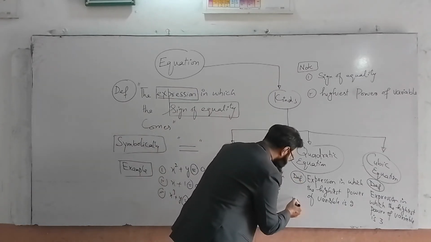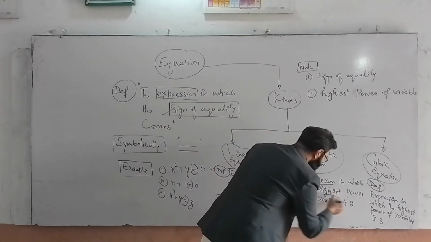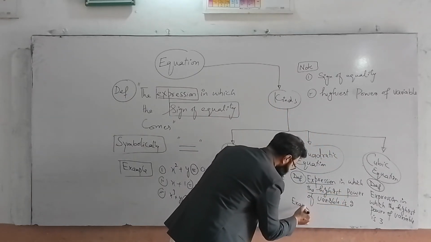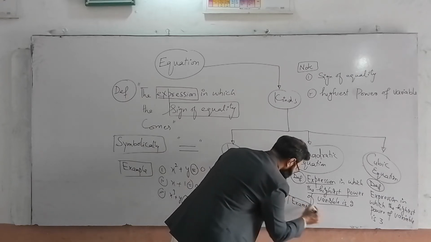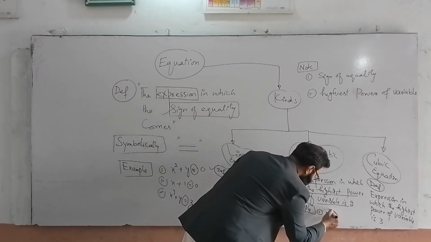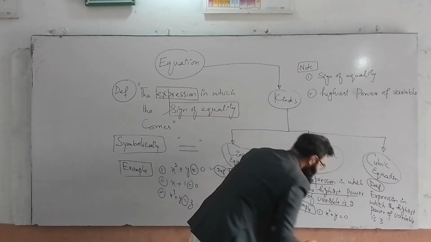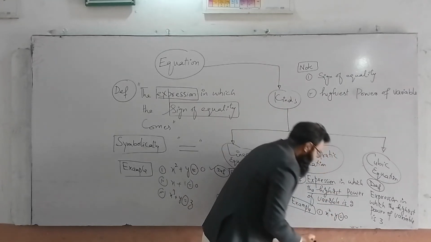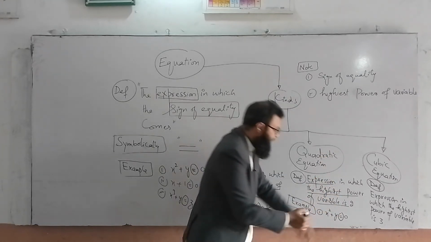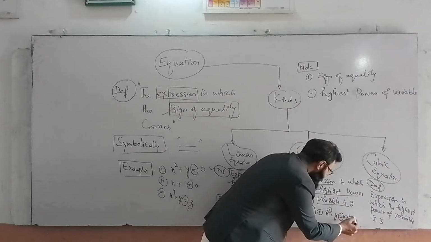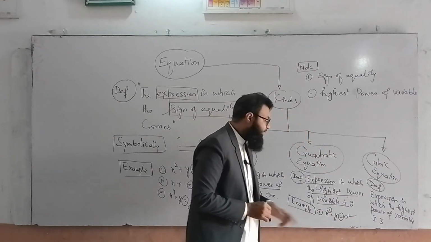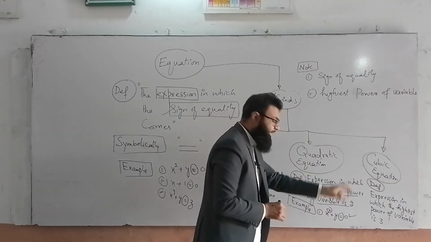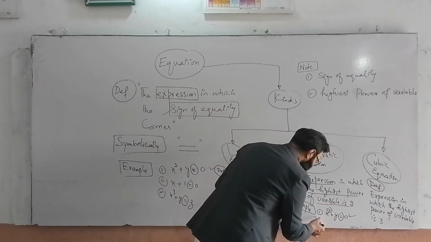Now come towards the quadratic equation. Again we see these two words: expression and the highest power of the variable. Example number 1, x square plus y is equal to 0. Can we call it an equation? Yes, because here the sign of equality comes. Looking at the second point, the highest power of the variable is 2. Here a variable whose power is 1 is also included, but we look at the highest power of the variable. Here the highest power of the variable is 2, so we can call it a quadratic equation.